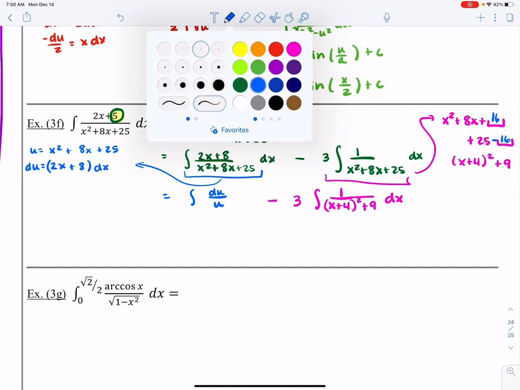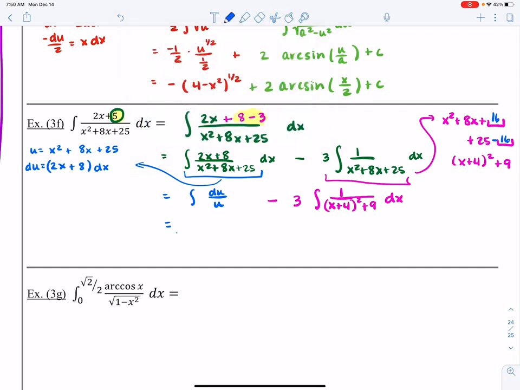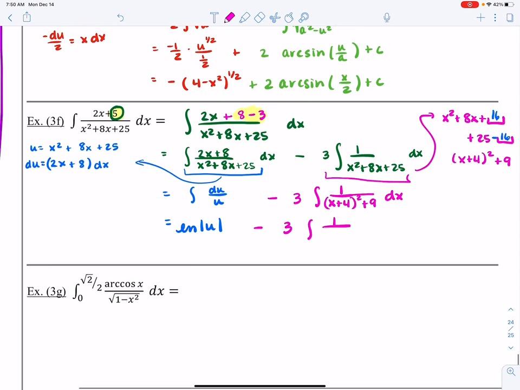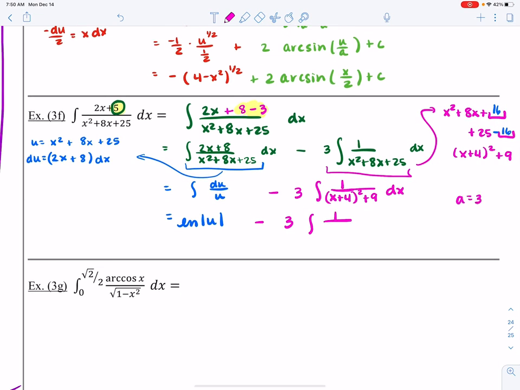We already know that this integral of du over u is going to produce a natural log, absolute value of u. I should probably make this a little bit more obvious what's going on here, but ultimately, if a is 3 and u is x plus 4, then du is just dx, and so this thing is really u squared plus a squared, also known as arctangent. And let me change that to a du.